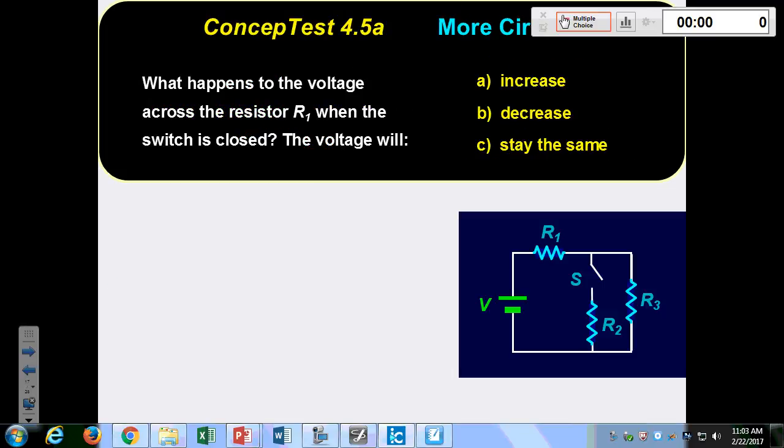What happens to the voltage across the resistor R1 when the switch is closed? Think about this. This is several little steps you have to make in your mind to figure this out. If I close this switch, which means I'm just adding this resistor, what happens to the voltage across this resistor?